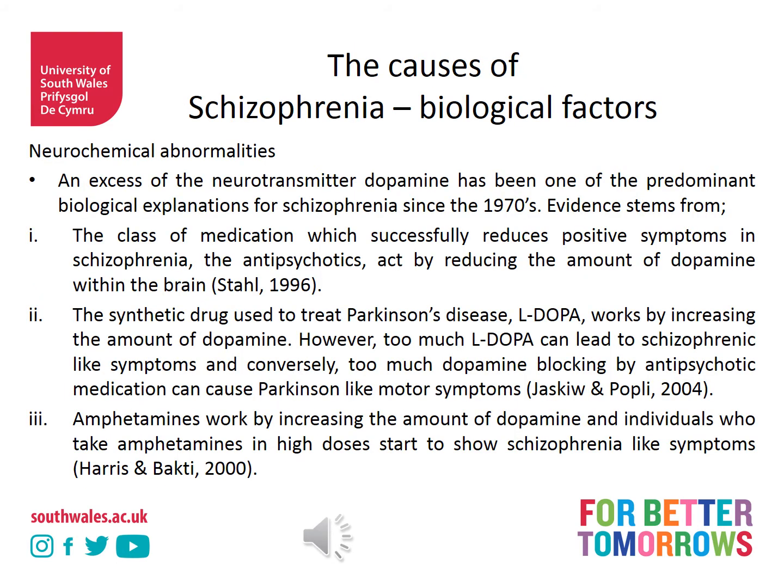The third biological theory relating to causes of schizophrenia centres around neurochemical abnormalities, and it seems that an excess of the neurotransmitter dopamine may be to blame for some of the positive symptoms seen in the disorder. There are 3 lines of evidence in support of this suggestion, as shown here.